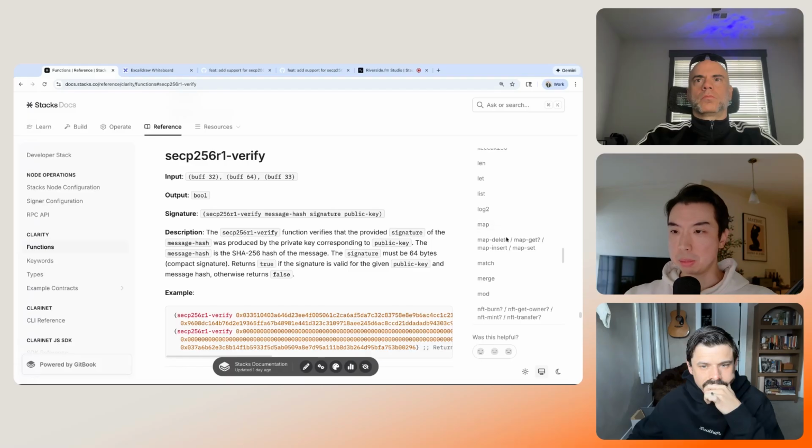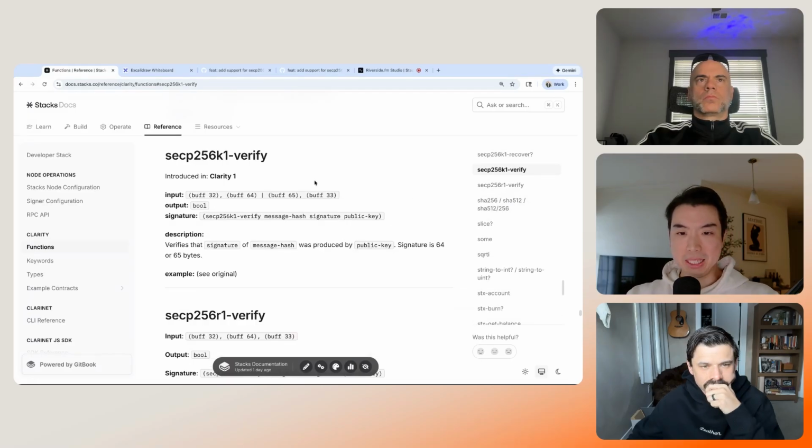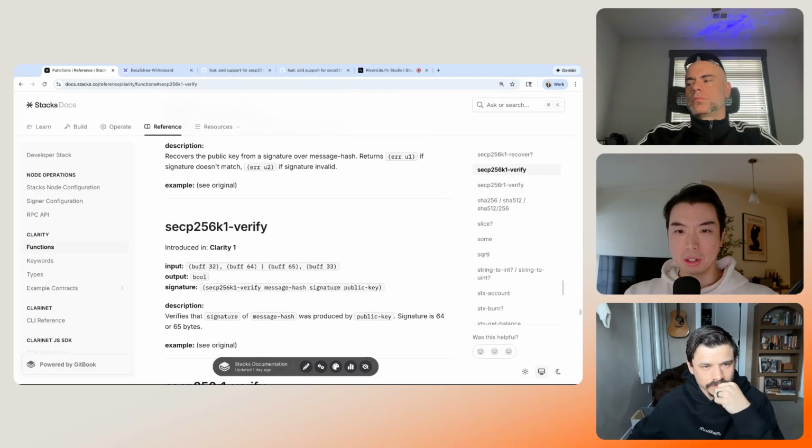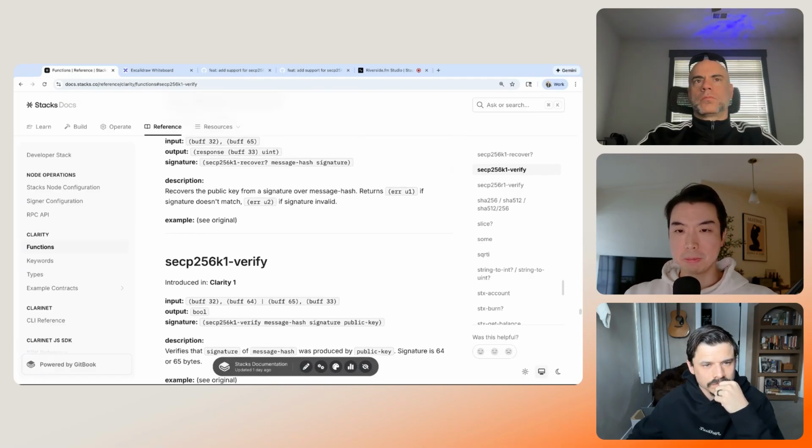secp256k1. Let me actually pull it up, see if I can find the methods. Yep, right here. So secp256k1, this curve, is used to generate a public key from a private key, and it's the particular elliptic curve standard behind that generation or derivation.